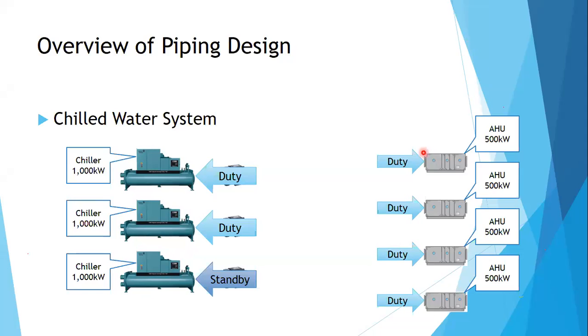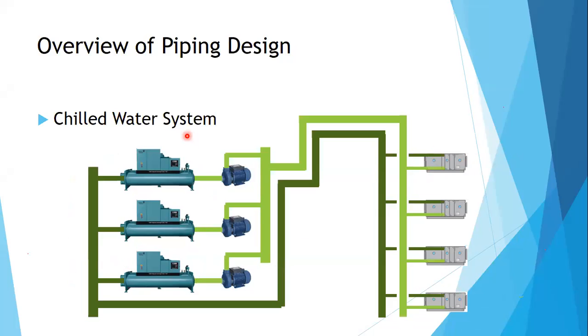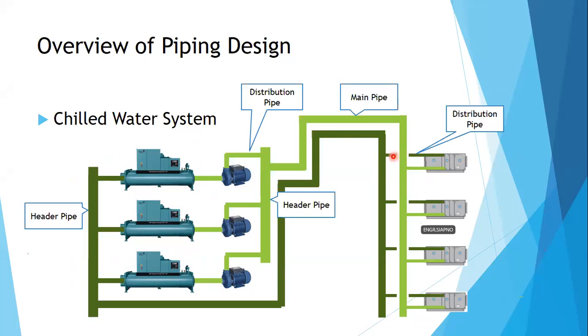All right. So, how do you connect these terminal units or these AHUs to your chiller side? Okay. So, this is the simplified version. First, you have your distribution pipe, then you have your main pipe, and then you have headers. All right. So, this is where it gets interesting, these headers. Let's say you have 500 kilowatt each. So 500, 500, 500, 500.